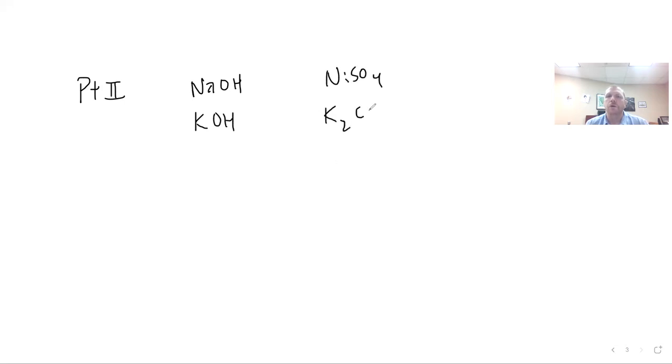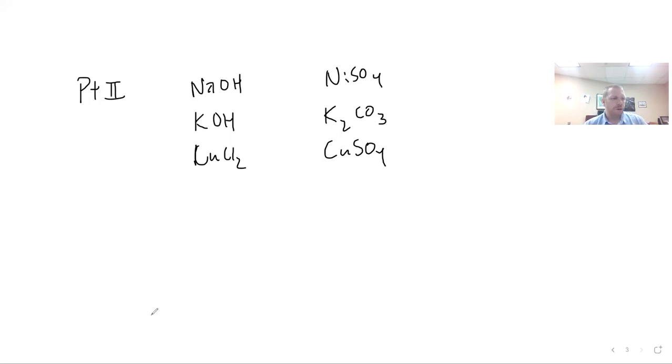Now for part two, as it's described on the procedure, you're using 8 solutions. We're only going to be using 6. The 6 solutions that we're going to use are NaOH, KOH, NiSO4, K2CO3, CuCl2, and CuSO4. So what we have there are sodium hydroxide and potassium hydroxide, nickel sulfate, potassium carbonate, copper chloride, copper sulfate. Grand total of 6 solutions.